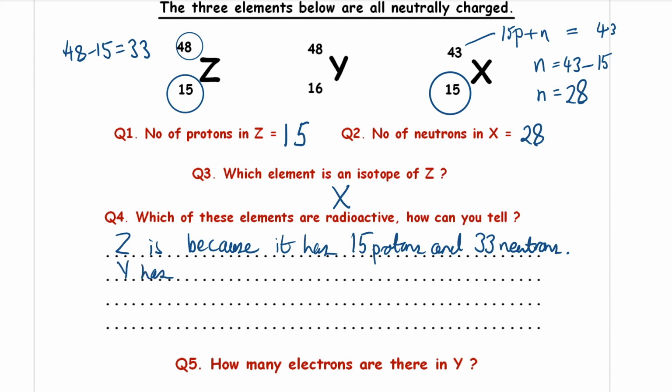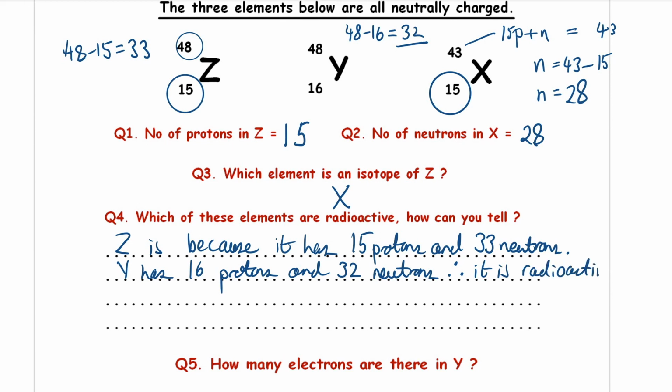Y has how many protons? 16 protons. How many neutrons? Well, I'll have to do 48 take away 16. It's 32. 16 protons and 32 neutrons. Therefore, it is radioactive. So I skimmed over that bit there. That's a symbol for therefore. Therefore, it is radioactive. Let's do the same now for Z.